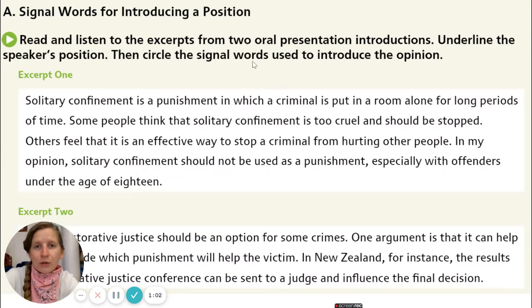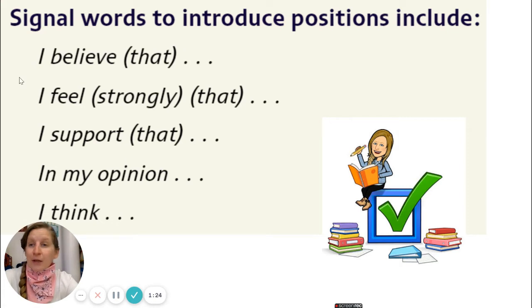So we'll read and listen to the excerpts from two oral presentations. Oral means that they're just spoken presentations, introductions, and we'll underline the speaker's position, and then we'll circle the signal words that they use to introduce the opinion. So we'll see it in action here and listen to it in action here, and we'll identify it on the board so that we can have a better understanding of signal words.